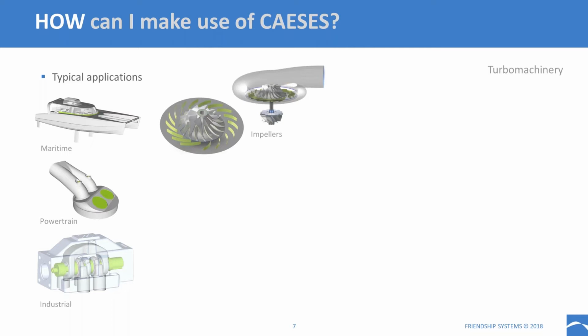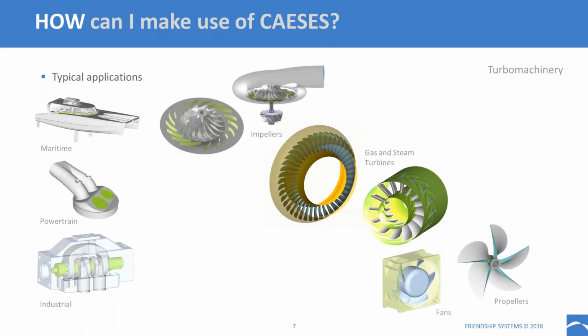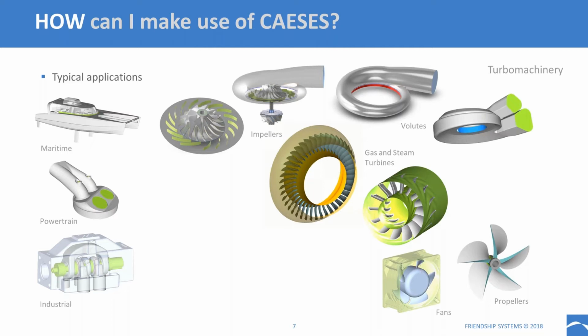So here we have a lot of different things that can be done with CAESES. For example, impellers. We see here some turbocharger impellers, turbine, compressor side, or gas and steam turbines are, of course, a typical turbomachinery application. Propellers, I mentioned that in the maritime already. Fans that we will look at today, but also non-rotating geometries.